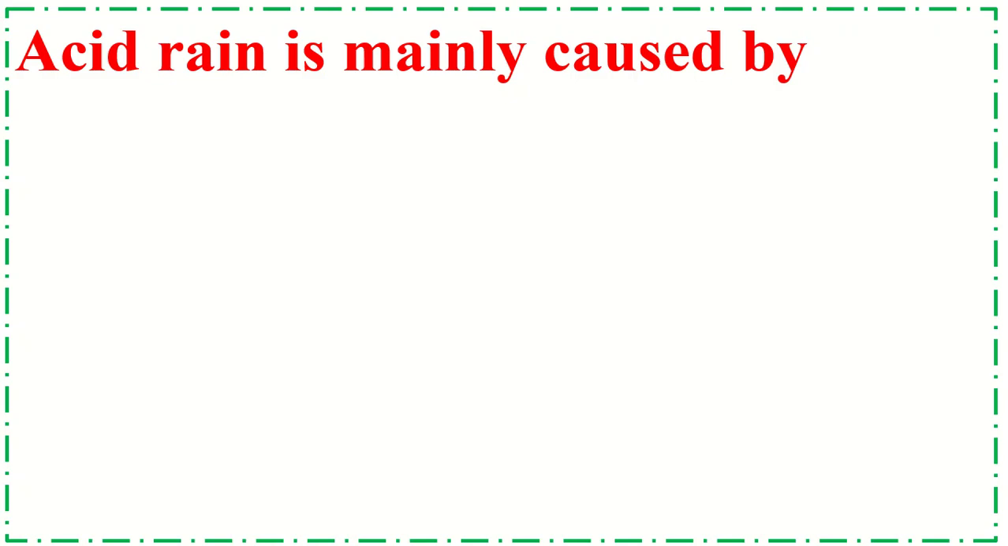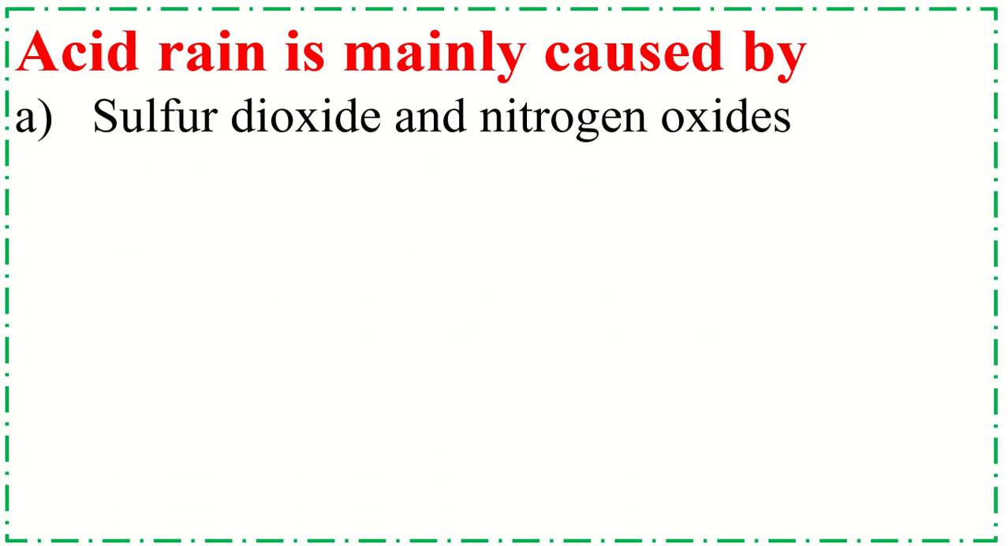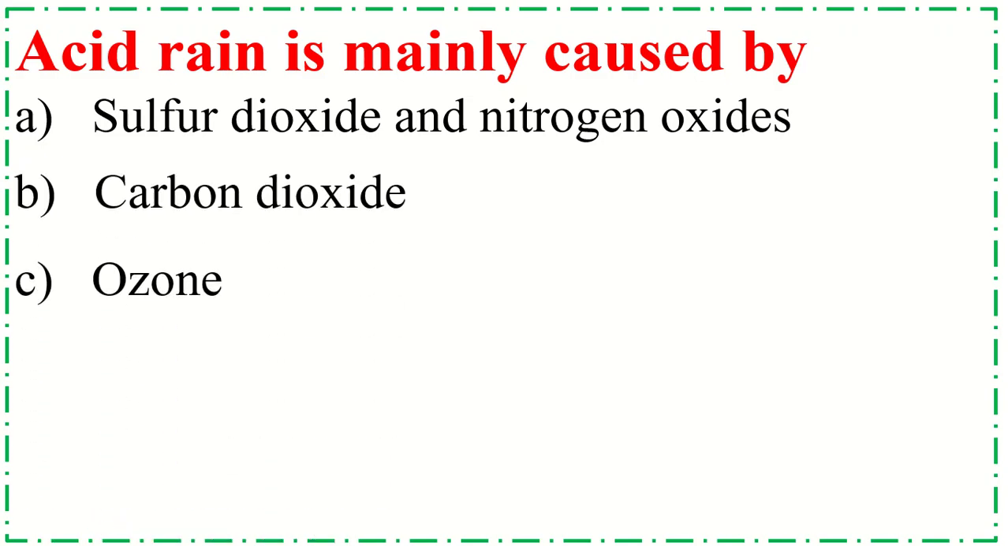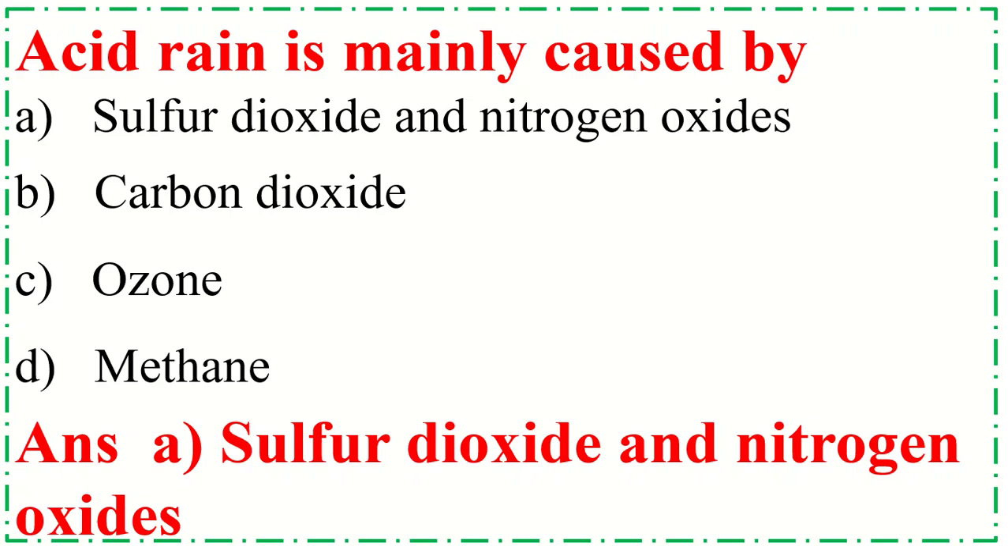Acid rain is mainly caused by: option A, sulfur dioxide and nitrogen oxides. B, carbon dioxide. C, ozone. D, methane. Correct option is A, sulfur dioxide and nitrogen oxides.